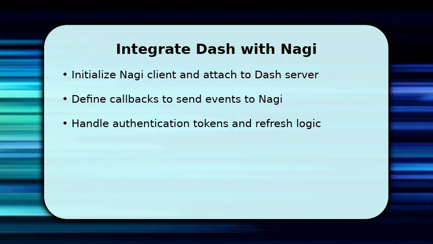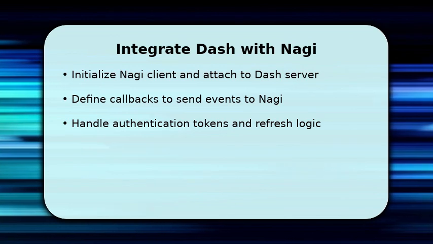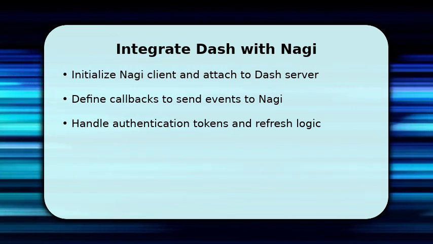Because tokens expire, implement a refresh routine inside a background thread or on demand in callbacks. Also validate payload schemas before sending. Since Nagi enforces strict formats, catching errors locally avoids lost telemetry.